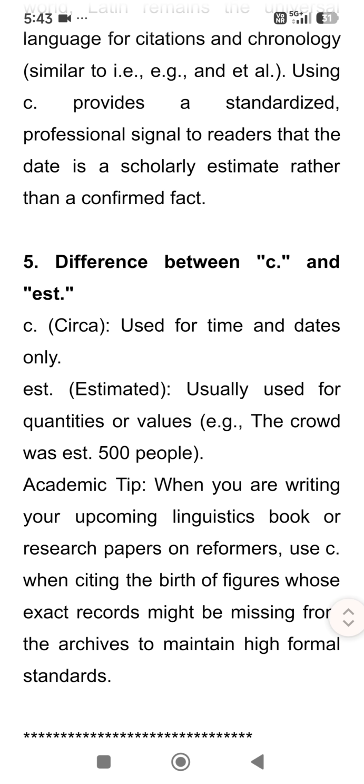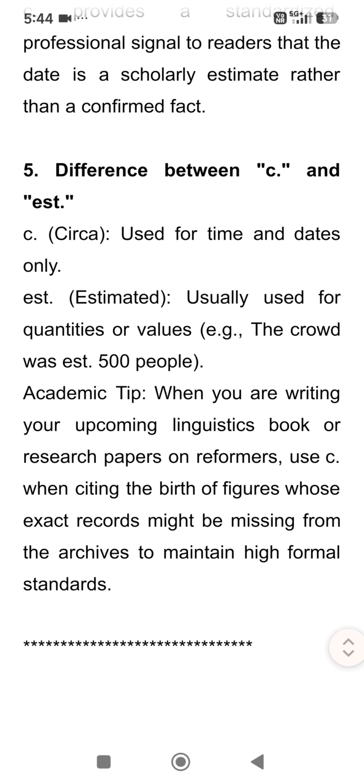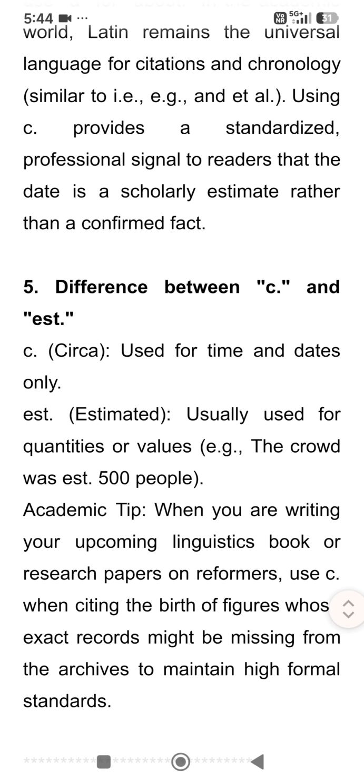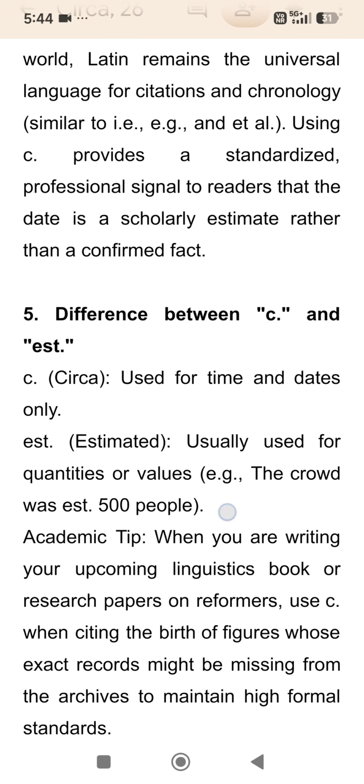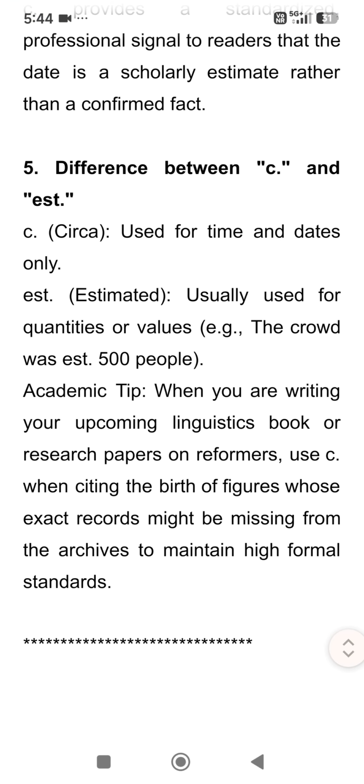So using C provides a standardized, professional signal to readers that the date is a scholarly estimate rather than a confirmed fact. That is why it is scholarly. And Latin has been a very prestigious language. That is why, for universal citation and chronology, we still use Latin terms.